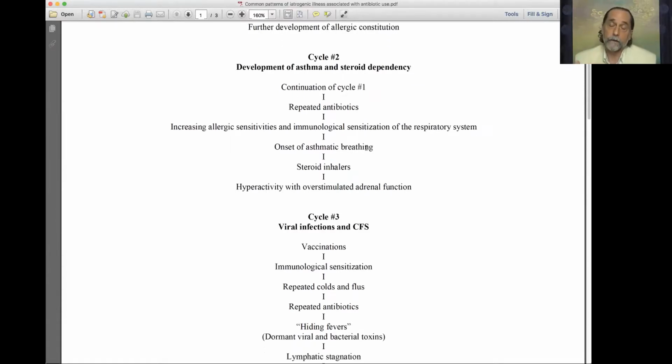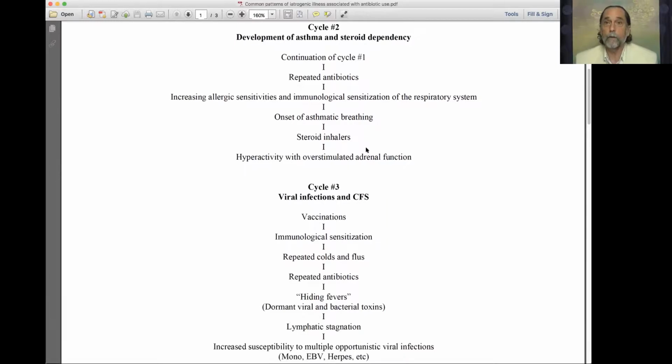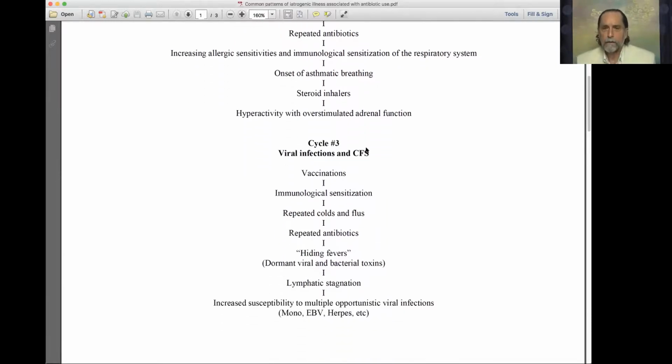And then if the kids are on steroid inhalers, they're developing hyperactivity and overstimulated adrenal systems. And then you know where it goes from there. It goes to the Ritalin.